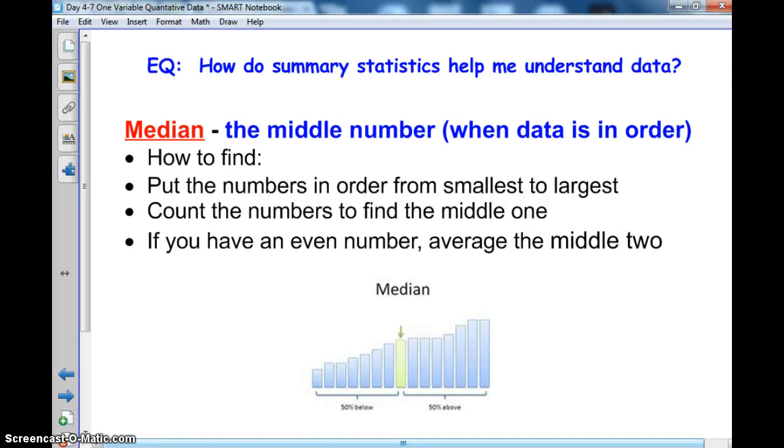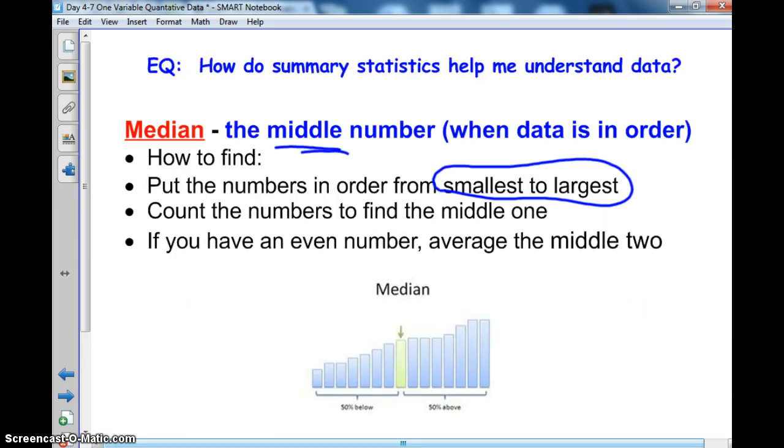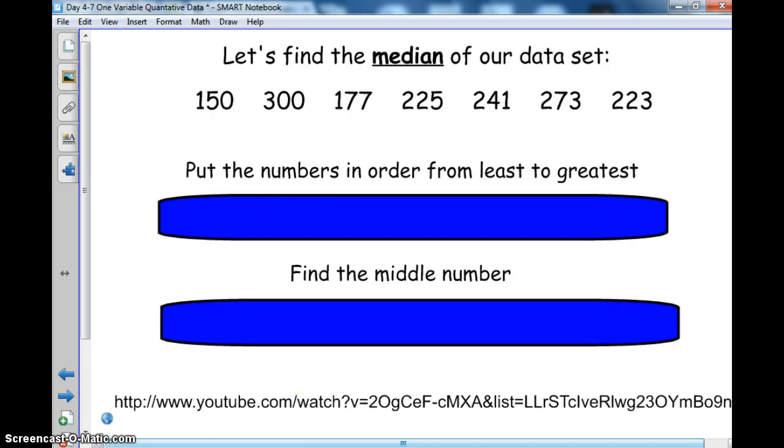Now let's think about the median. The median is the middle number. It's really important to put the data in order first. So we put the data in order from smallest to largest, and then we count the numbers to find the middle one. If you have an even number, we're going to take the average of the two middle numbers and use that as our median.